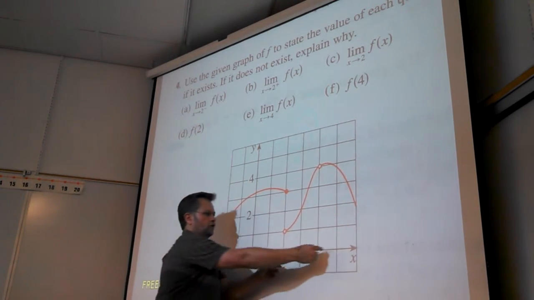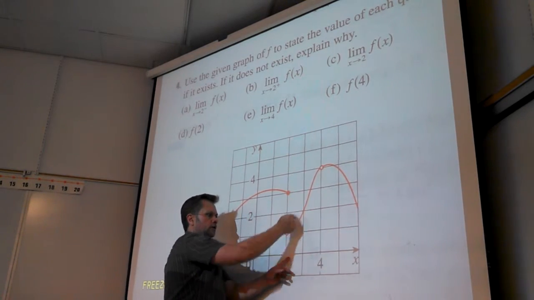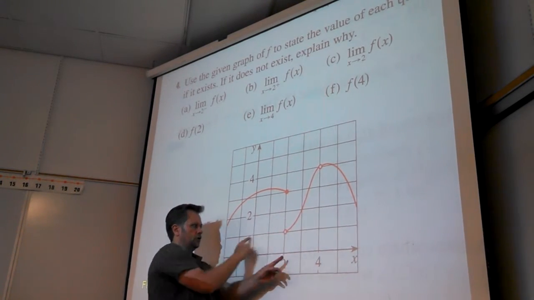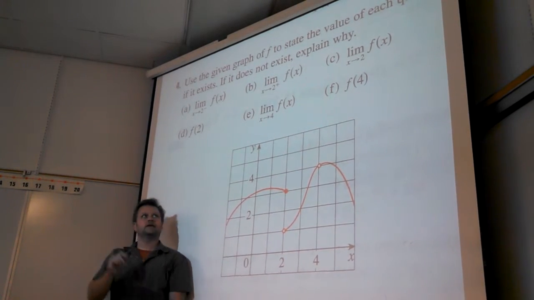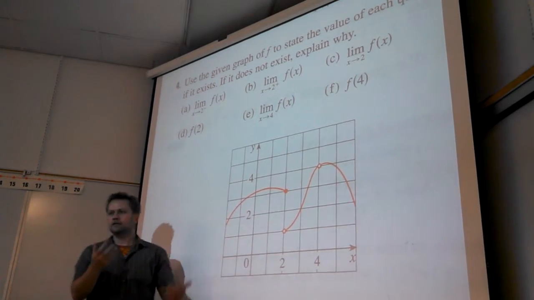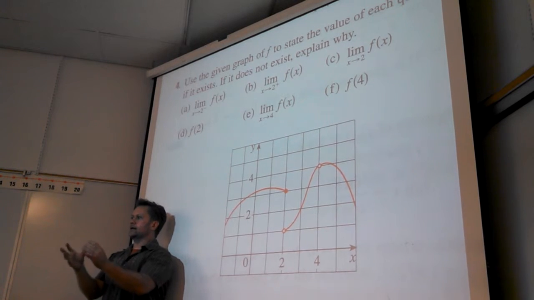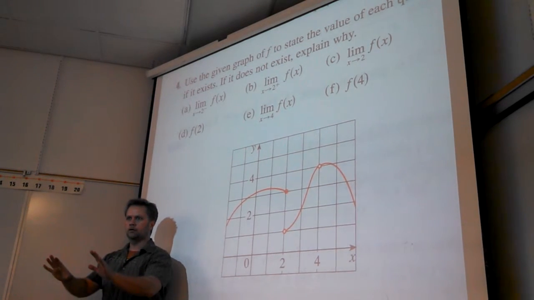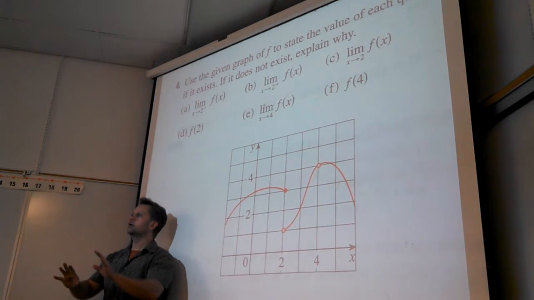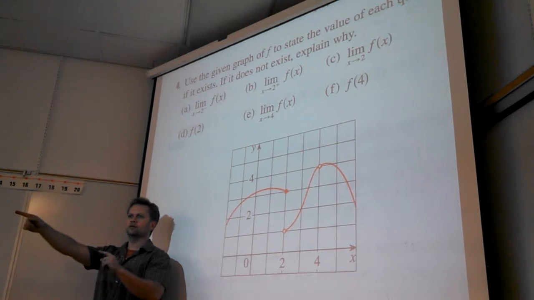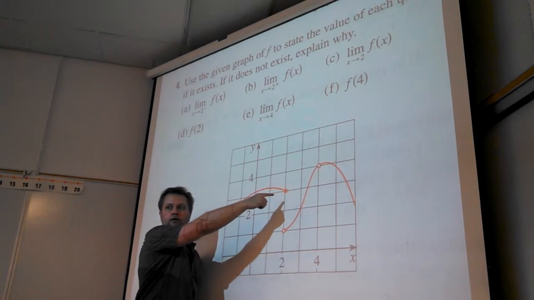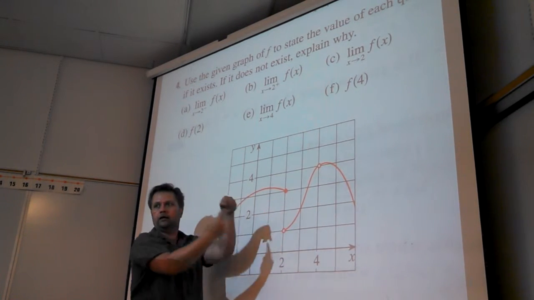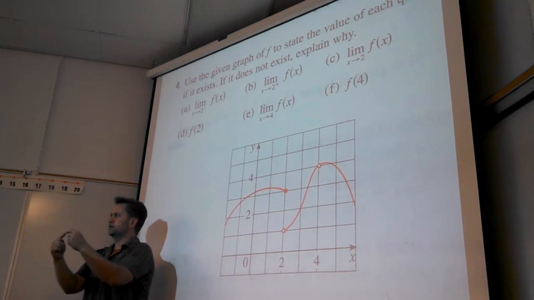What about from above? If I go to 2 from above, what are my outputs doing? They're approaching 1. So if I ask you what's the limit as x goes to 2, period, it does not exist. Because you couldn't say it's 1, and it's not 3. They have to agree for there to be a limit.